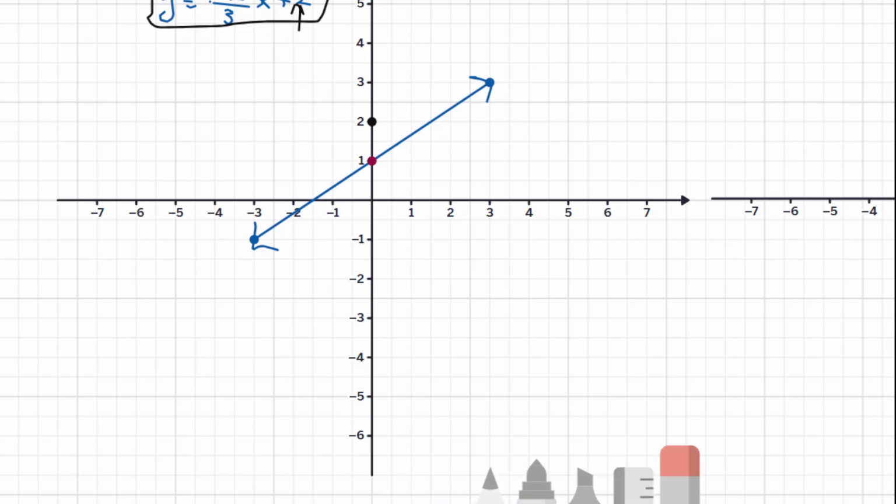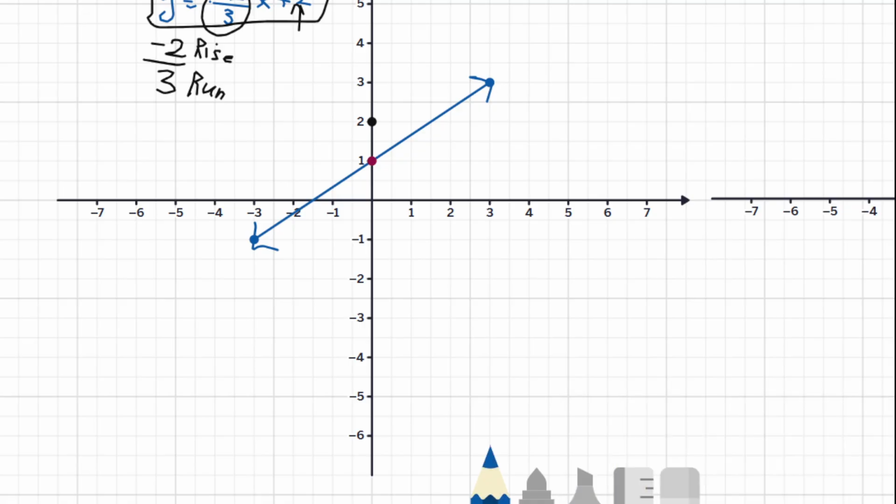So let's write it again. The slope is what comes before the x, so it's negative 2 over 3. That means we rise negative 2 and we run 3. If it's negative, you just go down instead of up.